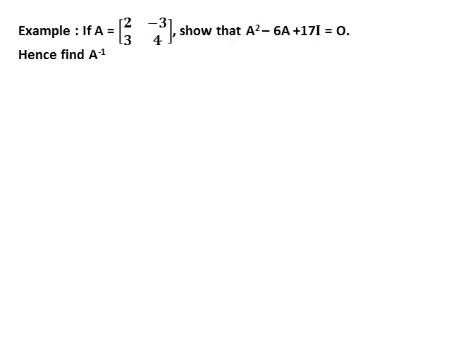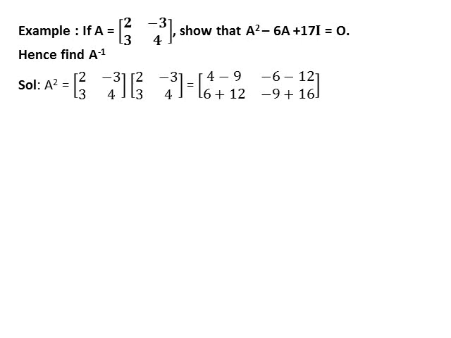In this question, a square matrix A of order 2 is given. We have to show that A square minus 6A plus 17I equals null matrix O, and hence find A inverse. Hence find A inverse means using this matrix equation we have to find the inverse of matrix A.